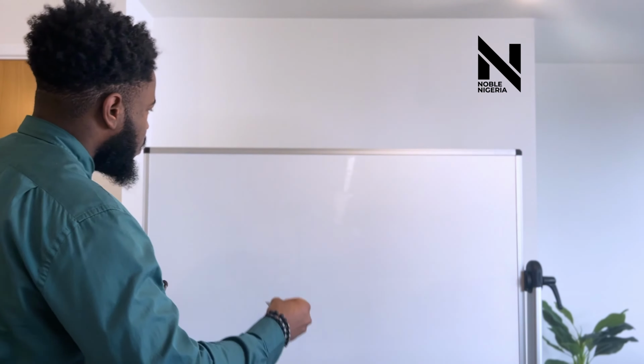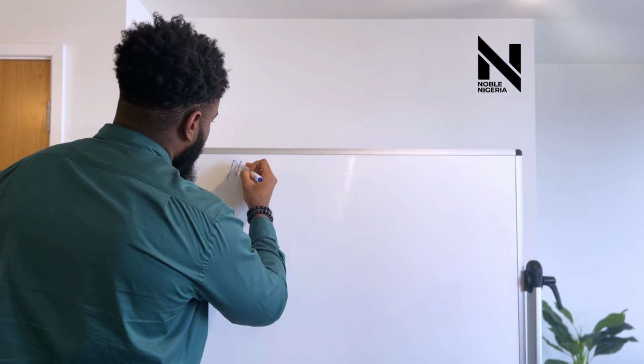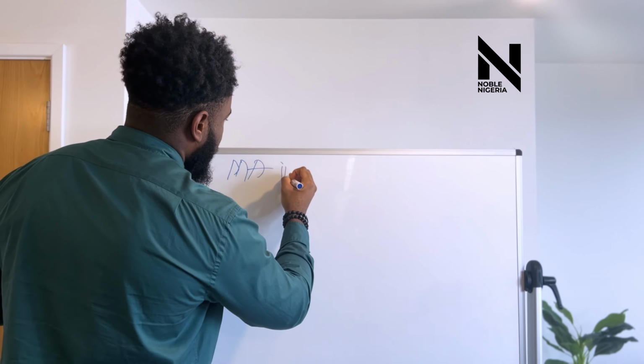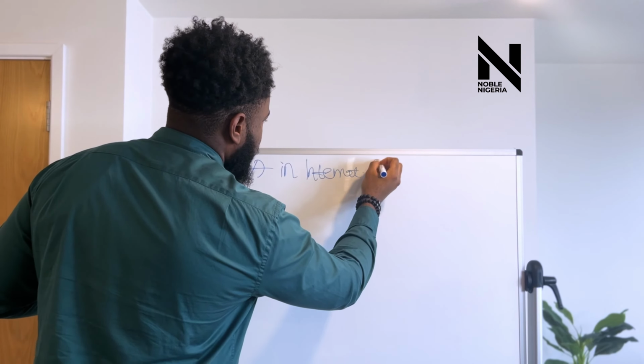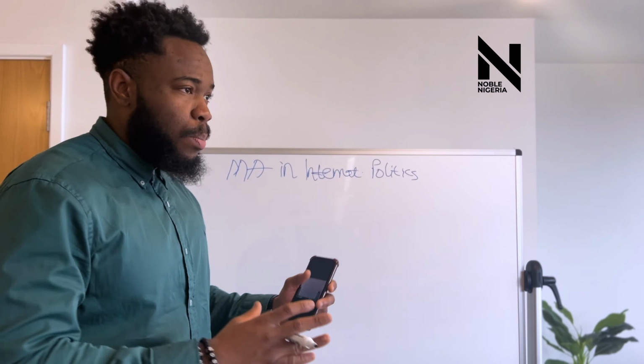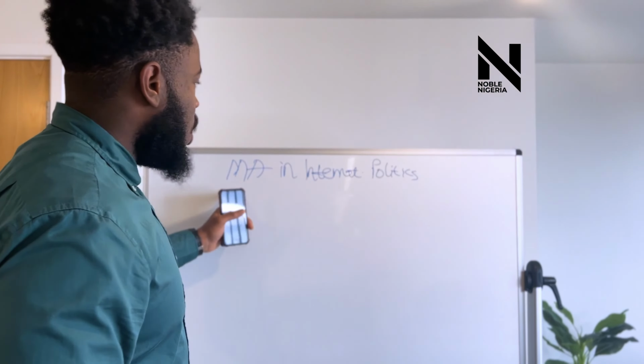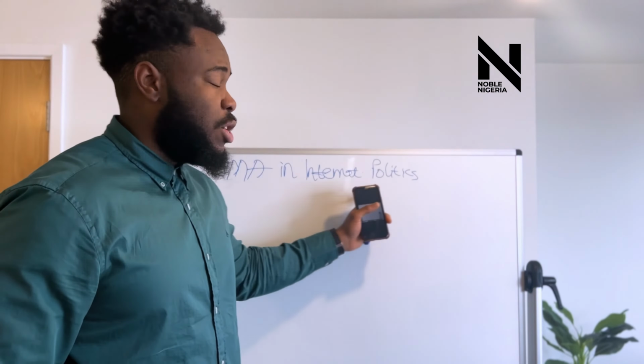So let's say, for example, you're going for a master's, an MA in international politics. This is just as an example. You're applying for a master's from Nigeria. You're in Nigeria, you're a Nigerian, or you're an African, because this is specifically for people in Nigeria. And you want to apply to come to the UK to study masters in international politics. You might want to study masters in law, masters in psychology. This is just as an example.